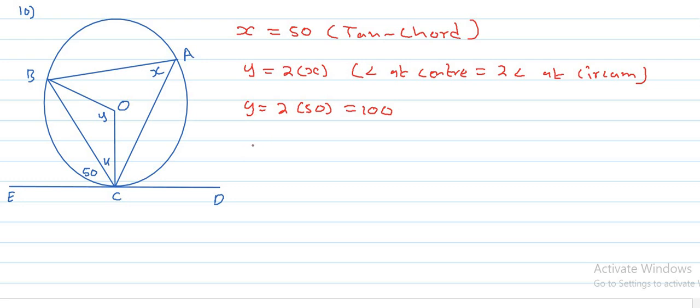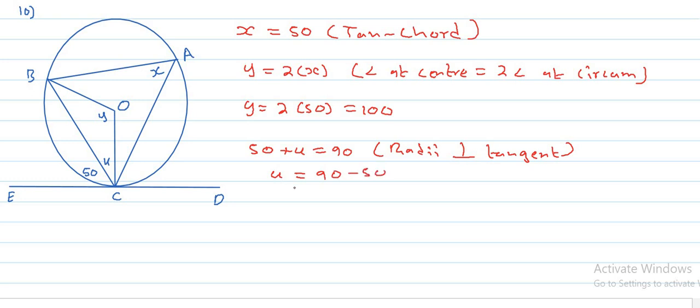The value of U, you're going to say 50 plus the value of U equals 90 degrees. What is the reason? Radii is perpendicular to the tangent. U will be equal to 90 minus 50. What is 90 minus 50? It's 40 degrees. That's the value of U.